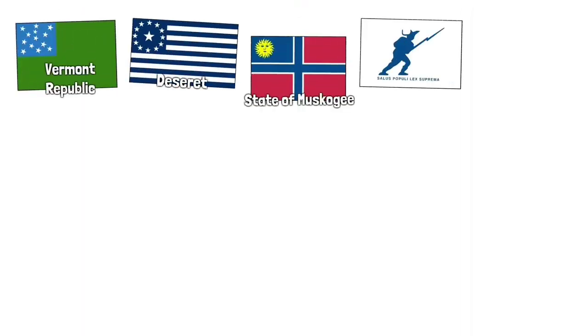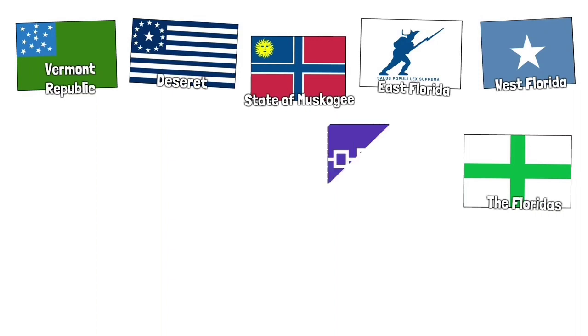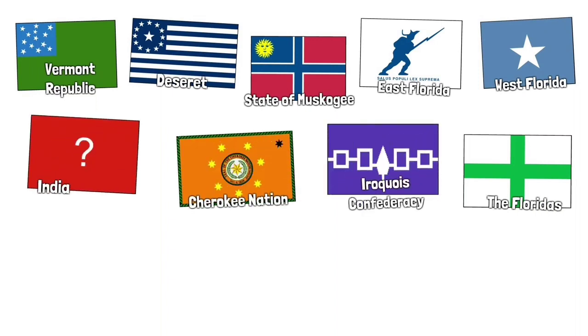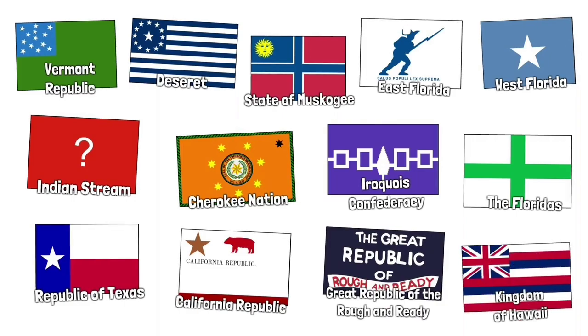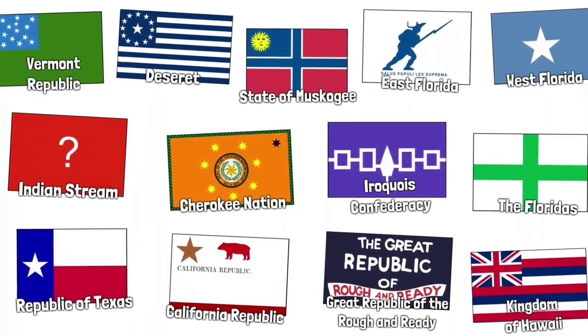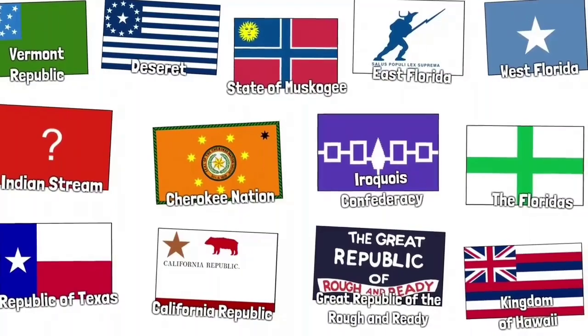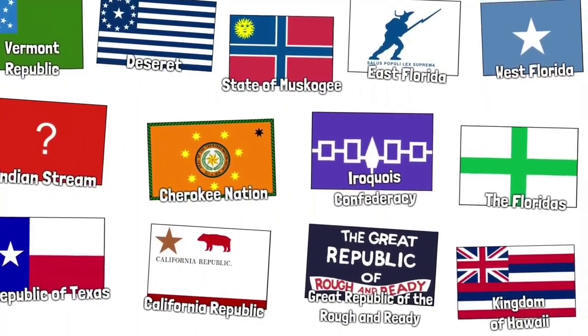They were the Vermont Republic, Deseret, the state of Muskogee, the republics of East Florida, West Florida, and the Floridas, the Iroquois Confederacy, the Cherokee Nation, the Republic of the Indian Stream, the Republic of Texas, the California Republic, the Great Republic of the Rough and Ready, and the Kingdom of Hawaii.